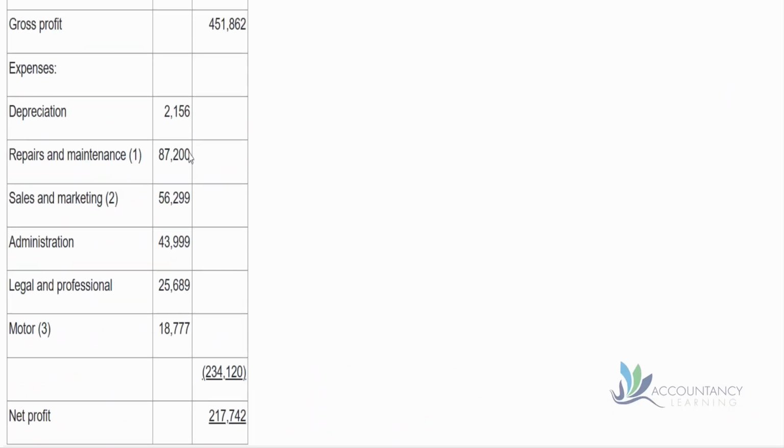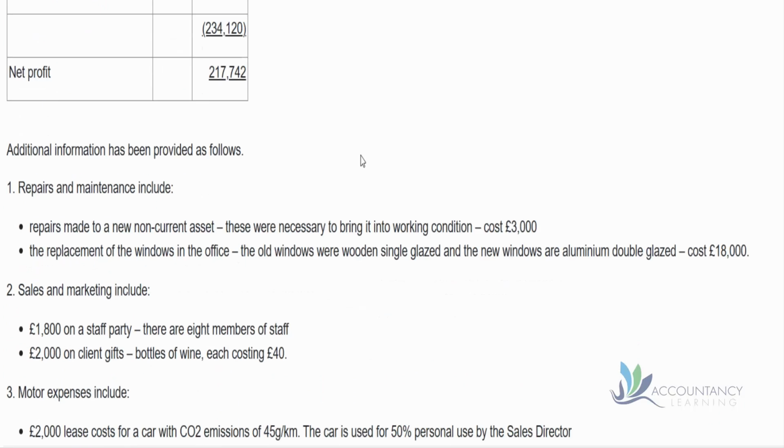Let's go through the question line by line to make sure that none of the numbers has been ignored. So next then we have our repairs and maintenance of 87,200, but there's a note here with some additional information. So let's go and have a look at that note. So repairs and maintenance include repairs made to a new non-current asset. These were necessary to bring it into working condition. There's 3,000. And the replacement of the windows in the office. The old windows were wooden single glazed, and the new windows were aluminium double glazed, which cost 18,000.